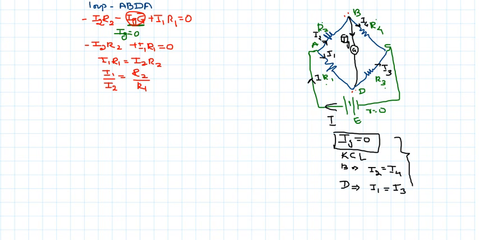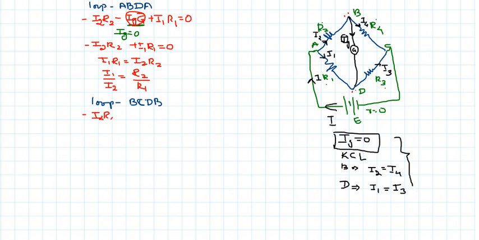Now similarly, write the loop equation for the other one. We are taking here B C D B. Again, initial letter and the final letter must be the same. When I move from B to C, my direction and current directions are the same. Therefore, the sign will be negative. It is minus of I4 into R4.